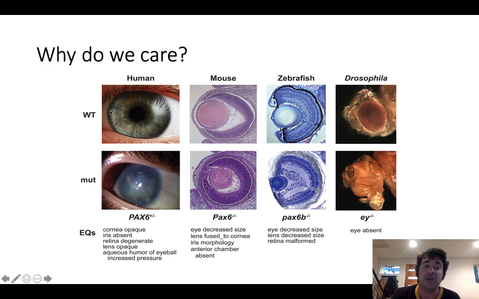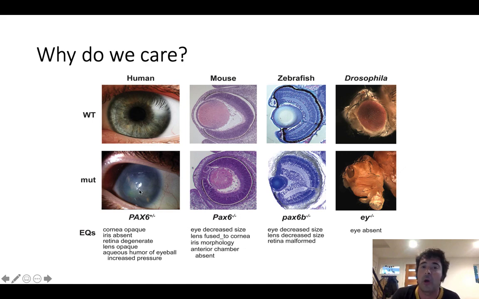Now, why do we care about mutations of genes? If you change a letter in the DNA alphabet, you change the DNA, you change the mRNA, you change the protein. If you change the protein, then you can either interfere with its function or completely ruin its function. Like in this case, here's a mutated PAX6 gene. In the human, we get absent cornea, absent iris, retinal degeneration. This is congenital blindness. This is blindness from birth. So when you screw up genes, you screw up proteins. When you screw up proteins, you screw up entire systems.